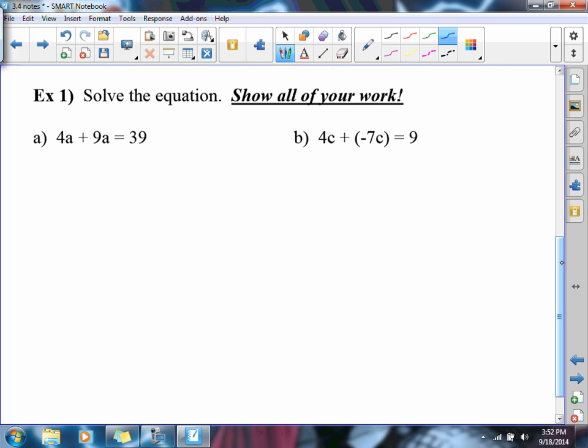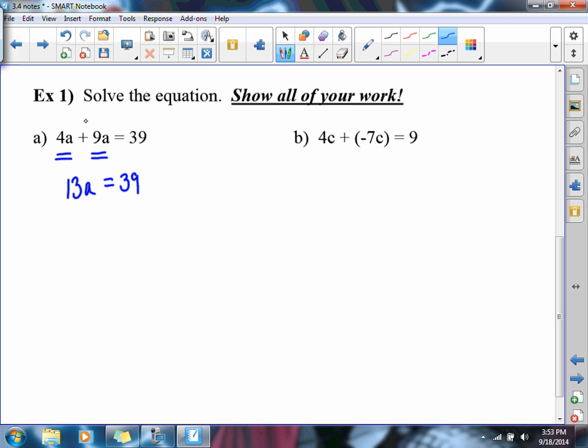Okay, so in example 1 here, we have part A and B. The nice thing about part A is that when we're solving this one, the variables are all on one side of the equation already. So we don't have to do any distribution and we don't have to simplify any signs, but now we're on our next step, which is to combine like terms. So I have 4a plus 9a equals 39, and my 4a and my 9a are like terms. So I'm going to add those together and get 13a equals 39.